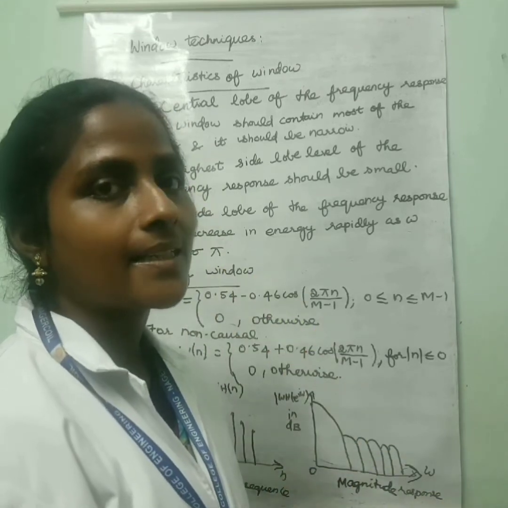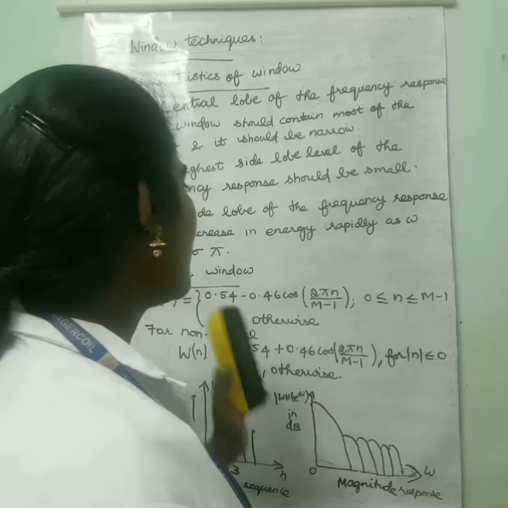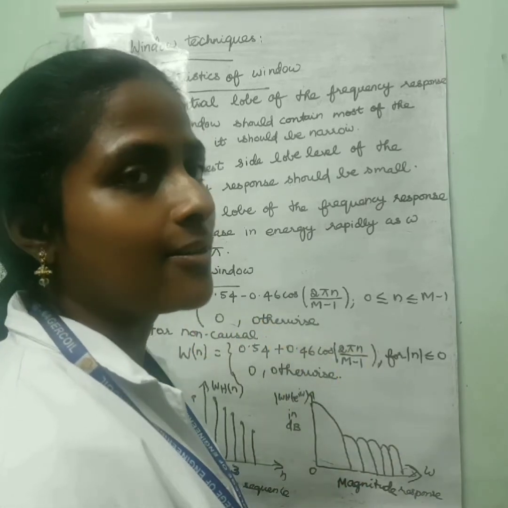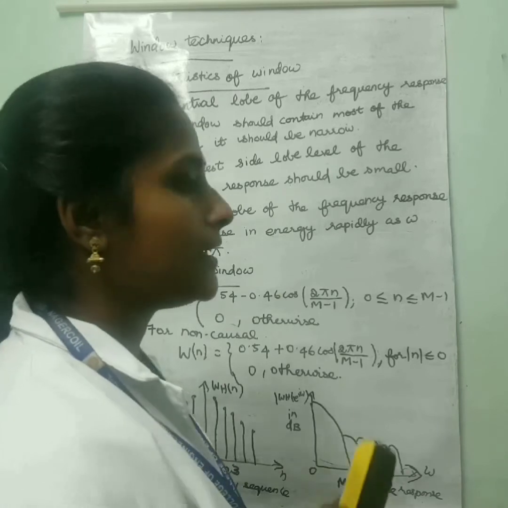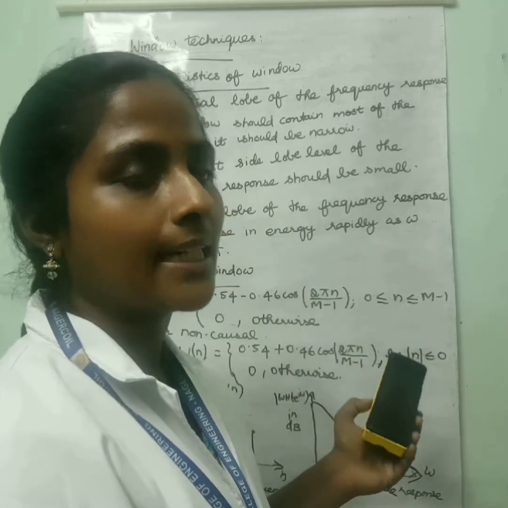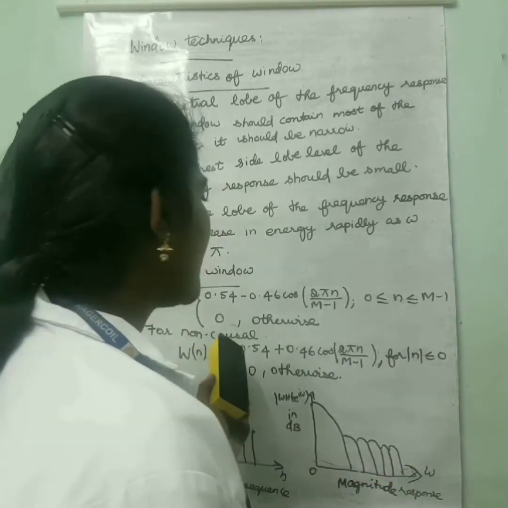Then next we can see three windows. Okay, we have three windows, that is Hamming window, Hanning window, and the rectangular window. We have more windows, but in your syllabus we have three windows. Okay, first we can see the Hamming window.